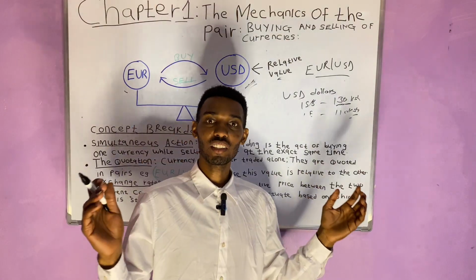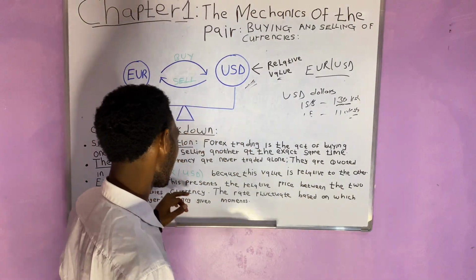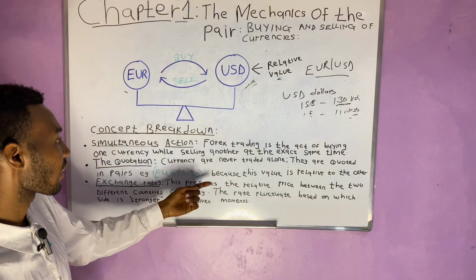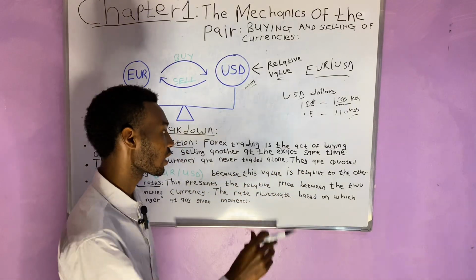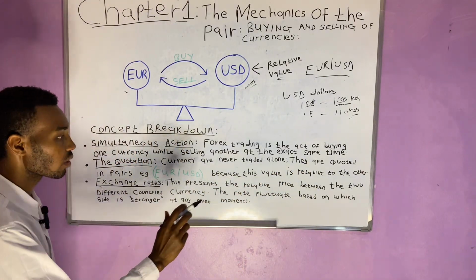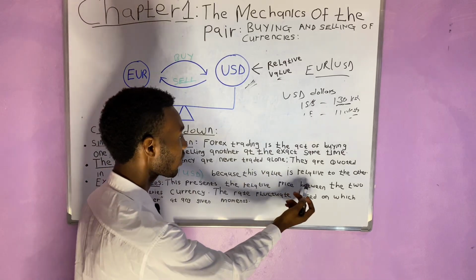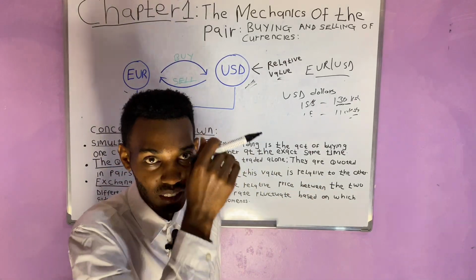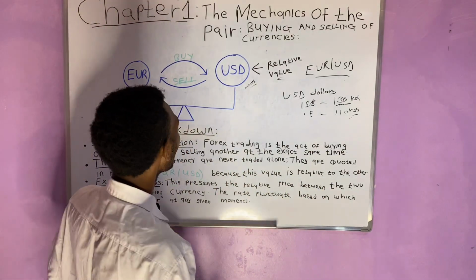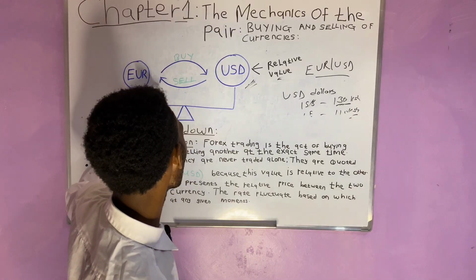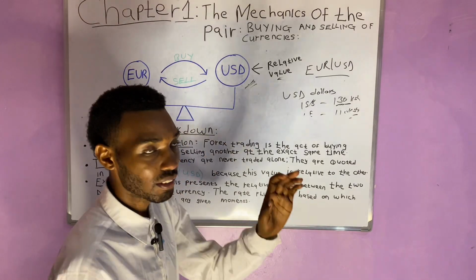Okay. Now let us move to the second point, the quotation: currencies are never traded alone. They are quoted in pairs, e.g. EUR/USD, because the value is relative to the other. Now we get to that point. This is where the currency is never traded alone.